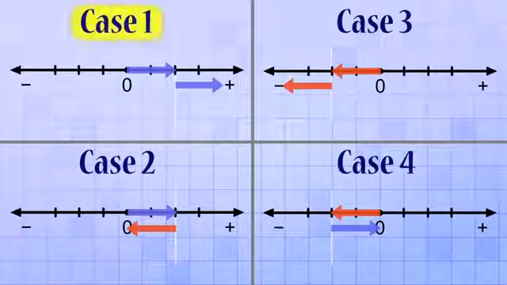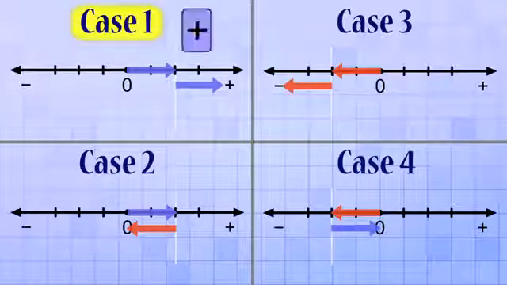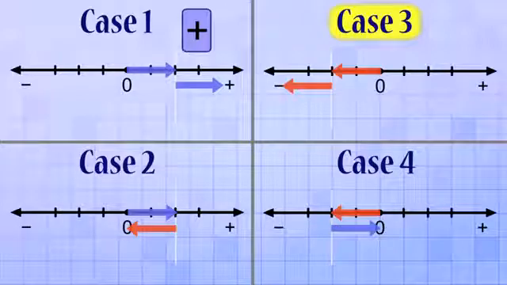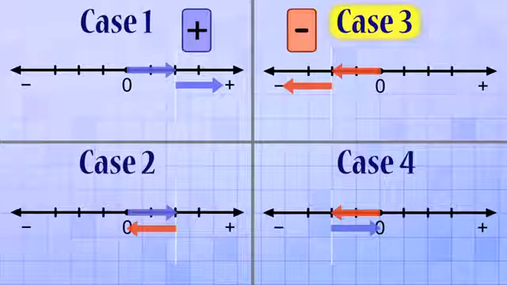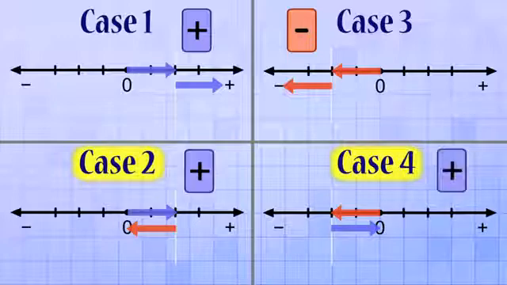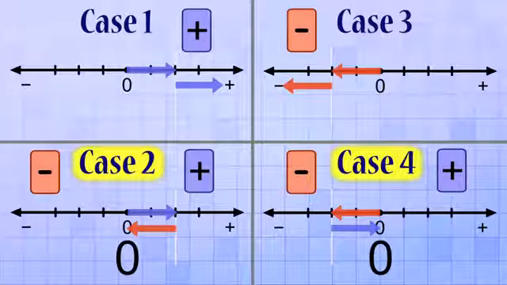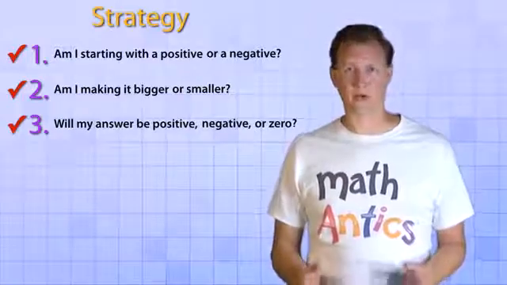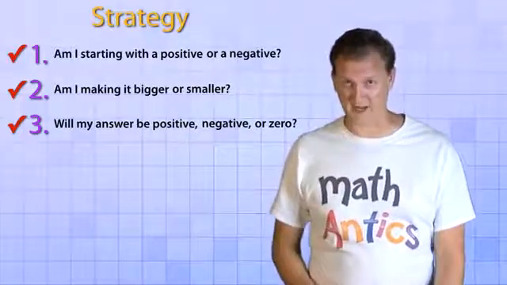If it's a case 1 problem, you know the answer will always be positive. And if it's a case 3 problem, then you know the answer will always be negative. But you'll remember that in cases 2 and 4, the answer could change between positive, negative, or 0, depending on the difference between the two numbers that you're working with. So asking these 3 questions will help you visualize what's happening in the problem that you're trying to solve, and it'll help you get the right answer.